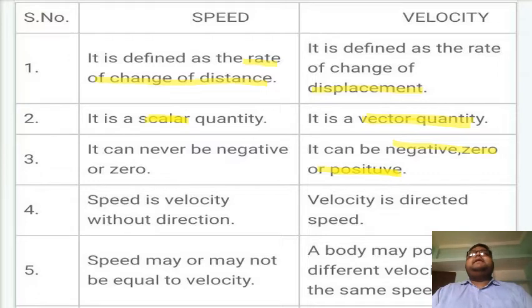We can say that the speed may or may not be equal to the velocity. Understood, students? Why? Because speed depends upon the distance, and distance is the actual path covered. So it might or might not be equal to the velocity. Since the velocity depends upon the displacement, a body might have different velocities at the same speed. Understood, students?